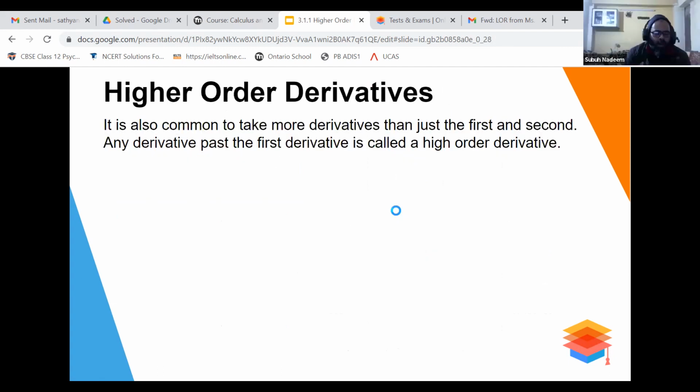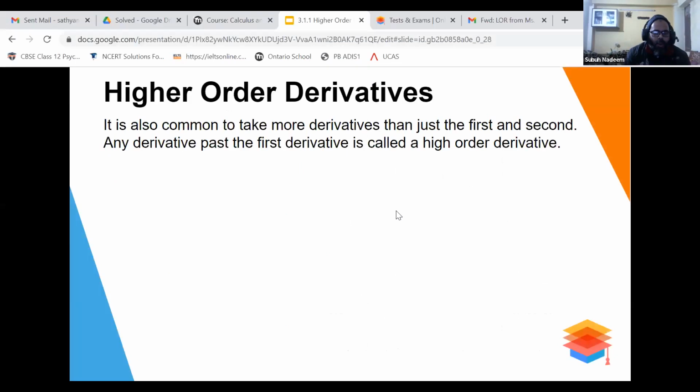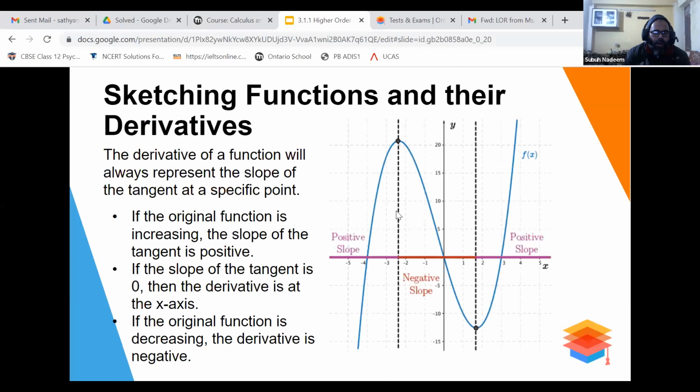The derivative will always be a slope. Slope of the tangent at a specific point. As we already studied before, what is dy by dx, what is the derivative? It is the slope of a tangent.